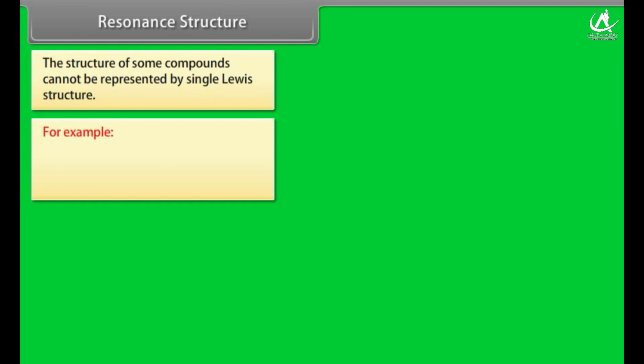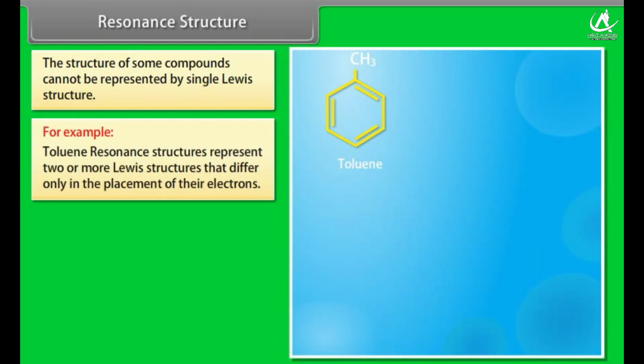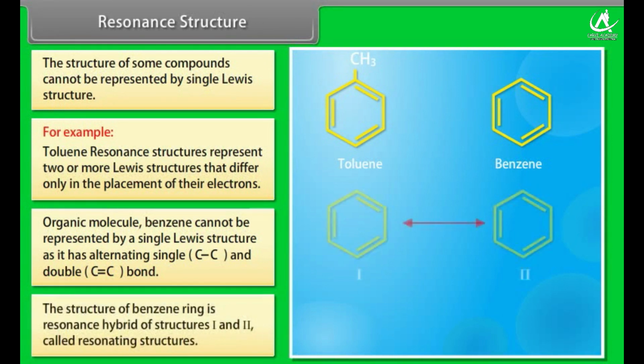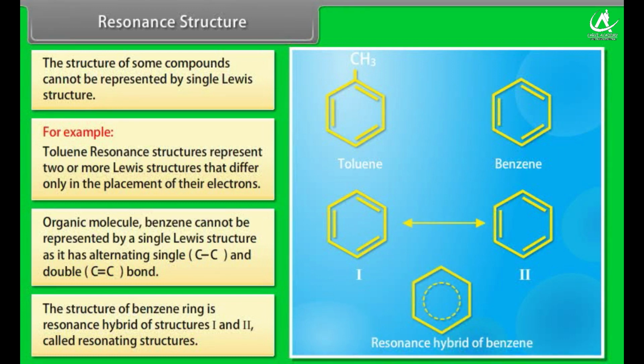Resonance structure. The structure of some compounds cannot be represented by a single Lewis structure. For example, toluene. Resonance structures represent two or more Lewis structures that differ only in the placement of their electrons. The organic molecule benzene cannot be represented by a single Lewis structure as it has alternating single and double bonds. The structure of the benzene ring is a resonance hybrid of the first and second structures, called resonating structures.